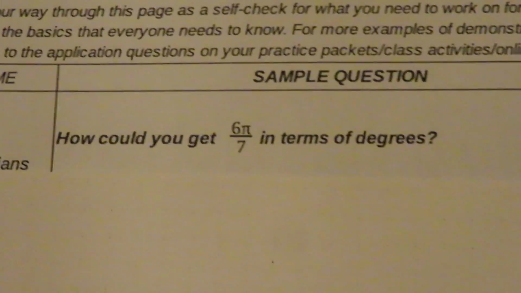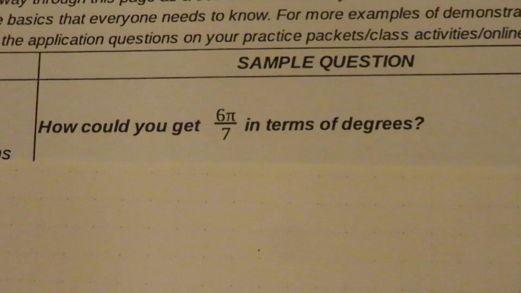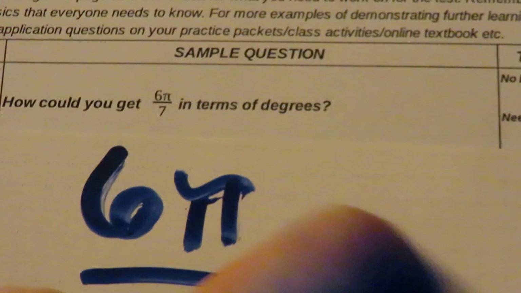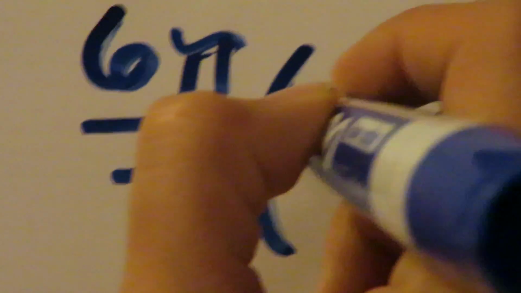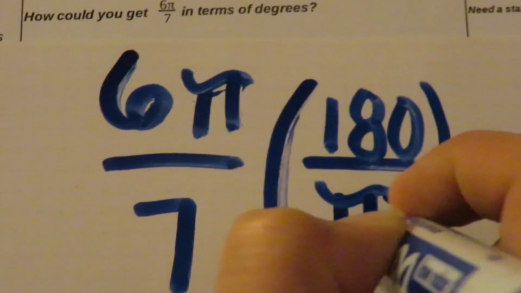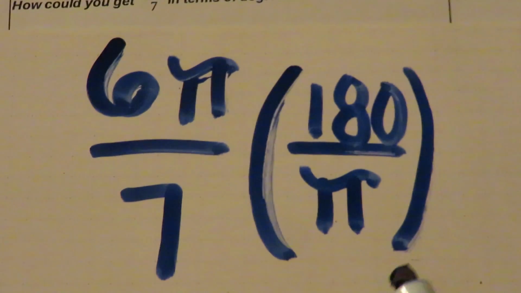Okay, so the first question is how could you get 6 pi over 7 in terms of degrees? So essentially we're turning this, which is in radians, into degrees. And if you remember, our formula for changing into degrees is to multiply by 180 over pi. And remember, that's because 180 degrees is the same thing as pi radians.